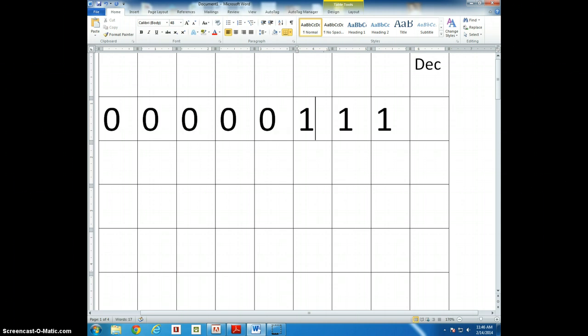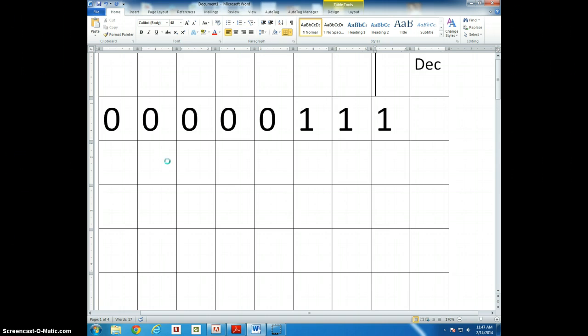So if we want to calculate the decimal equivalent of some binary value, let's say 0, 0, 0, 0, 0, 1, 1, 1. I think that's a good starting value. We want to come up with what is the decimal equivalent for 0, 0, 0, 0, 0, 1, 1, 1. And we'll double check, we've got 8 bits here.